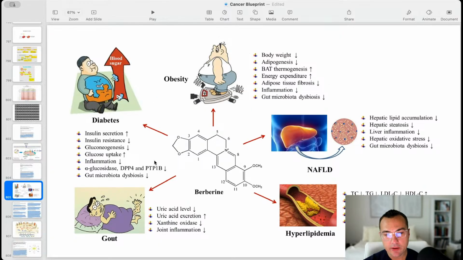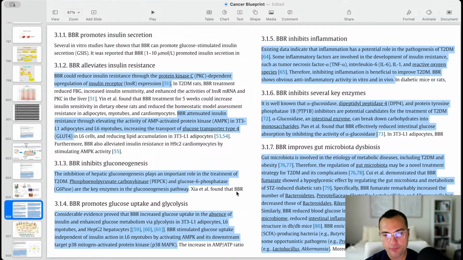And I just want to say that, again, this paper is talking about metabolic syndrome and all of its consequences as a whole. So it's talking about obesity and non-alcoholic fatty liver disease and hyperlipidemia and gout, as it says in the abstract. But we're in particular going to be talking about its effects on blood sugar dysregulation. And I have gone through the paper and highlighted key points. So number one, berberine can help promote insulin secretion.